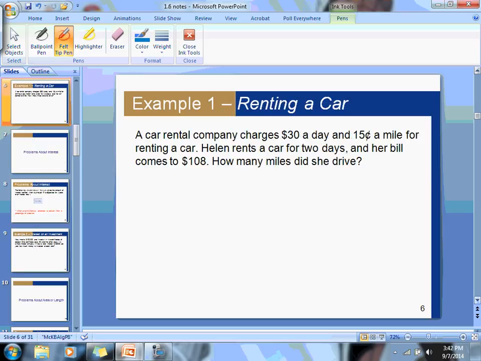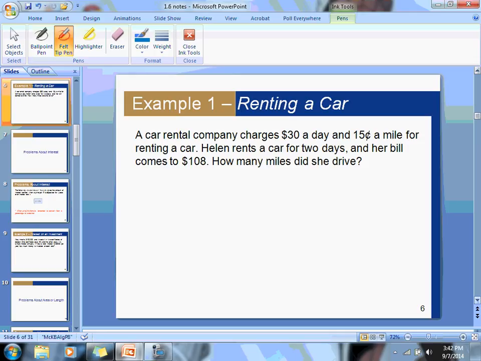And in example 1 here, we're renting a car. A car rental company charges $30 per day and 15 cents per mile for renting a car. Helen rents a car for 2 days and her bill comes to $108. So how many miles did she drive? So again, if you need to take time and reread through this and talk it through in your head until it makes sense, you do that.